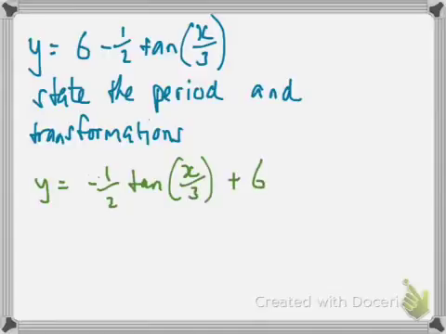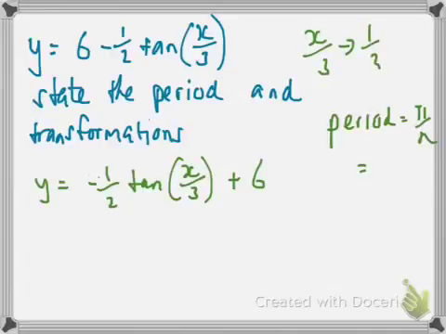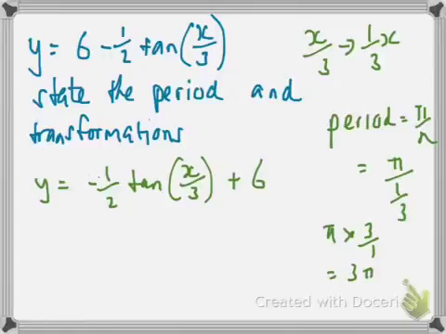Alright. What's the period? Okay, so the period, remember, for tan graphs, different for sine and cosine, is pi over n. What's our n? Well, if we've got x on 3, that's the same as 1/3 x. So the coefficient is 1 on 3. So our period will be pi on 1/3, which is the same as pi multiplied by 3 on 1 equals 3 pi. That would be our period here.